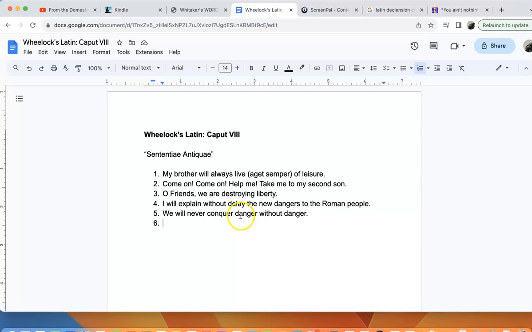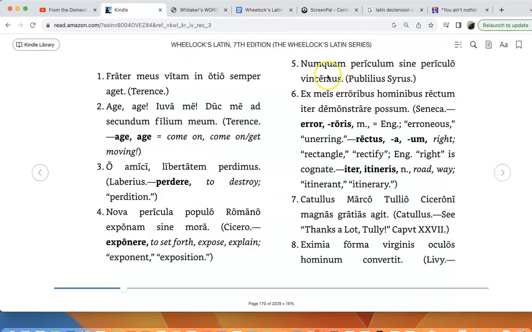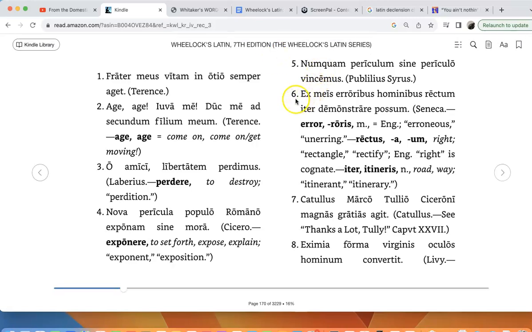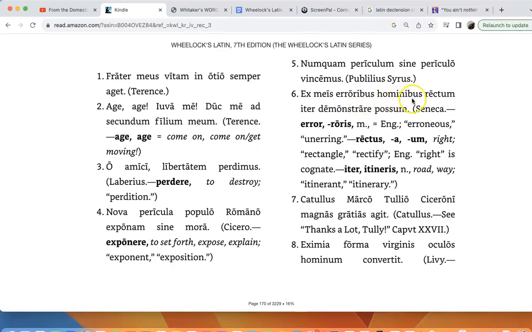Competitive politics, you can go on and on. The higher you try to achieve, the more risk and danger there is that there'll be setbacks and other obstacles that you will have to overcome. So that one's a good one right there. Playing it safe probably is not the way to a successful, meaningful life. All right, sex ex meus erroribus homnibus rectum iter demonstrare possum.